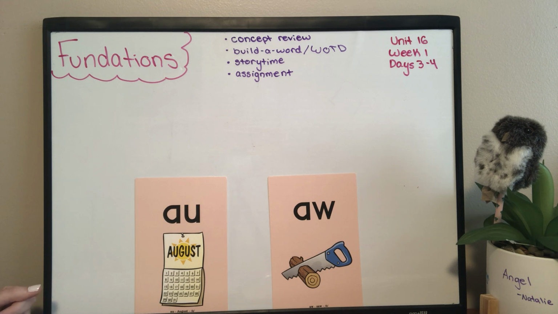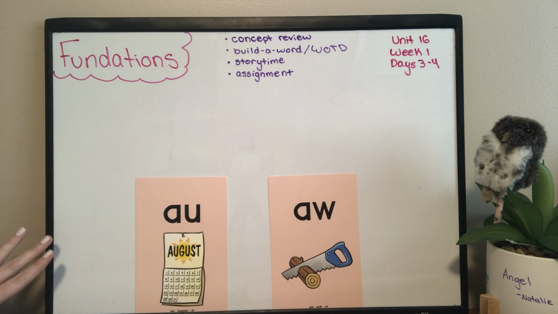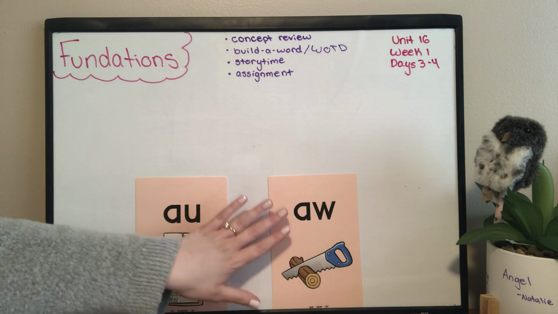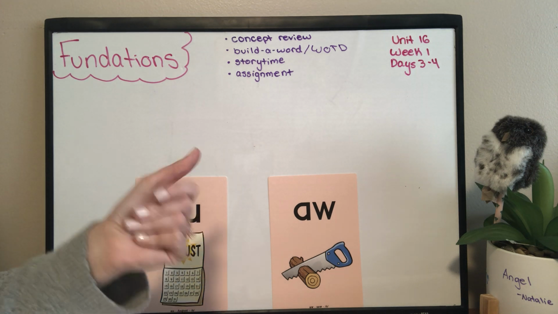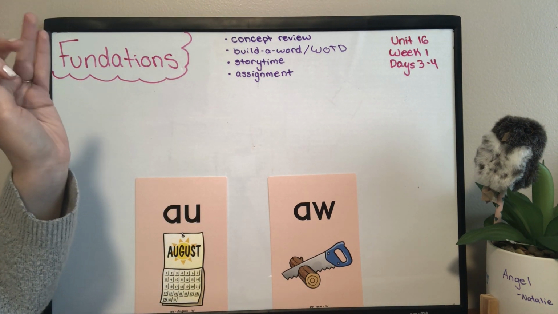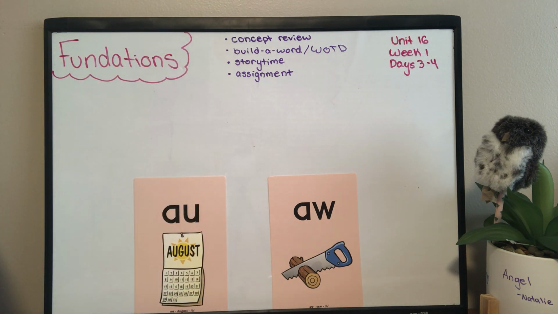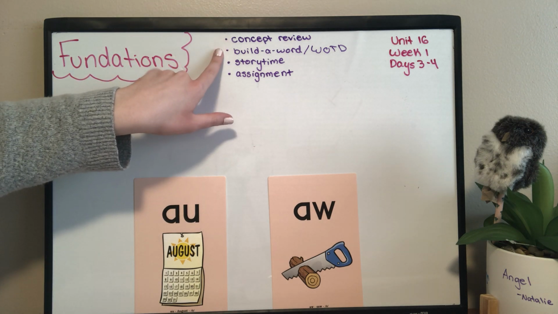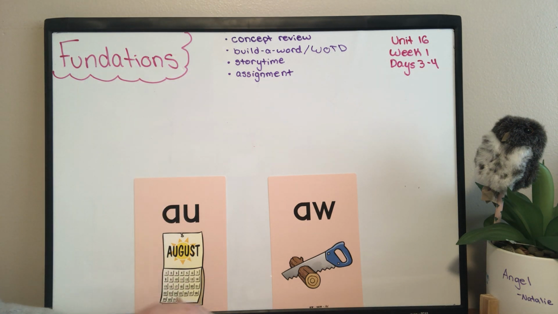We are on Unit 16, Week 1, Days 3 and 4, learning about our brand new double vowel teams. I'm sorry, there's more than one here. AU and AW. Tomorrow is actually going to be our last day talking about AU and AW. It is a very quick unit, as you can tell. So what we're doing today for Fundations is a little concept review, we are going to play some Build-A-Word, and then we have a word of the day. We have a story to read together, and then we'll talk about today's assignment.